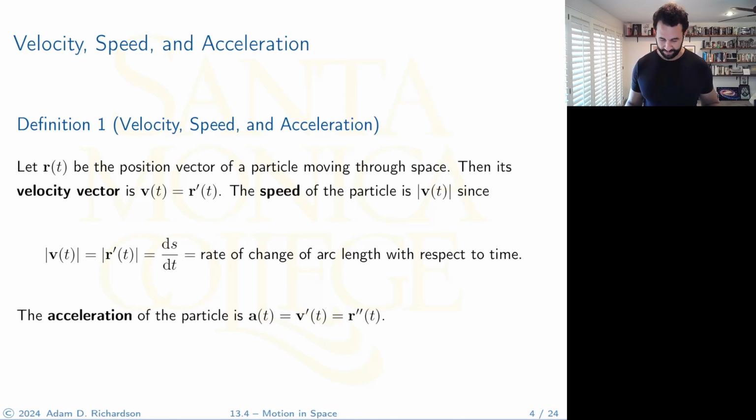Okay. Now, well, we lost my train of thought. Sorry. Speed of the particle is this. And what is this? This is just the change in arc length with respect to time, ds/dt right there. The acceleration is just the second derivative, so it's the derivative of the velocity vector, which is the second derivative of the position vector. So everything that you remember from Calc 1 in this regard is basically the same, except now we can talk about higher dimensions.